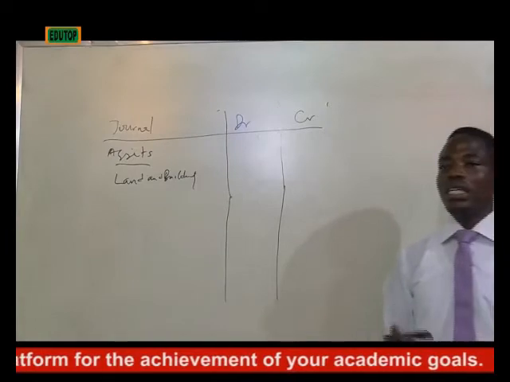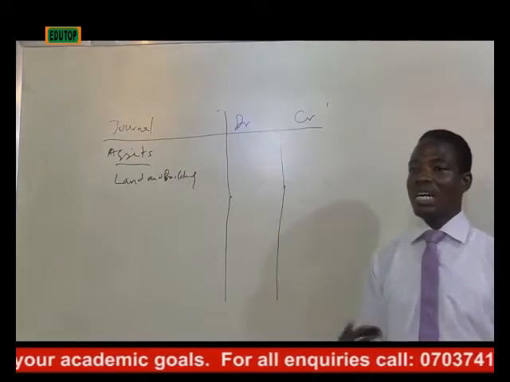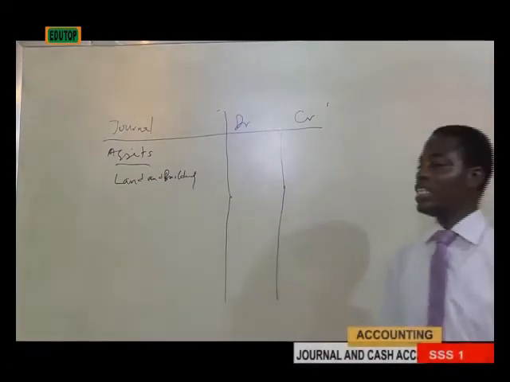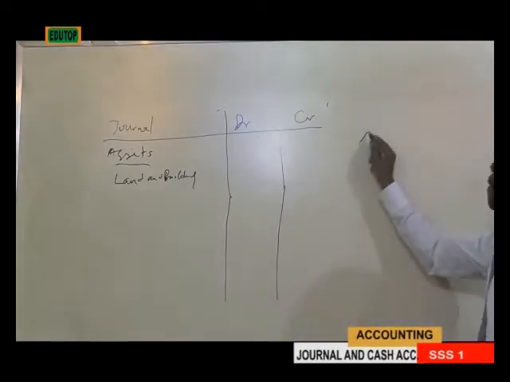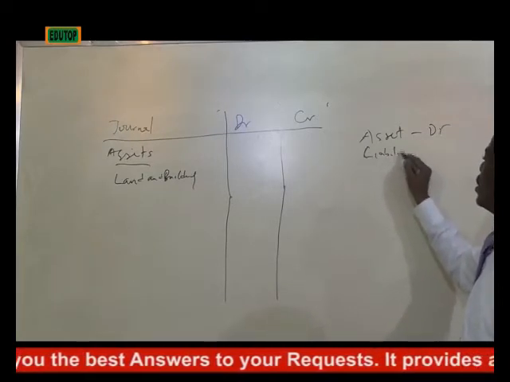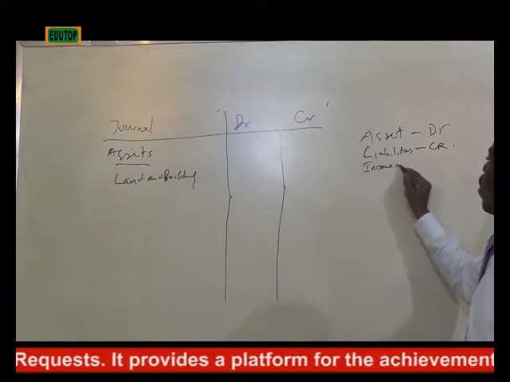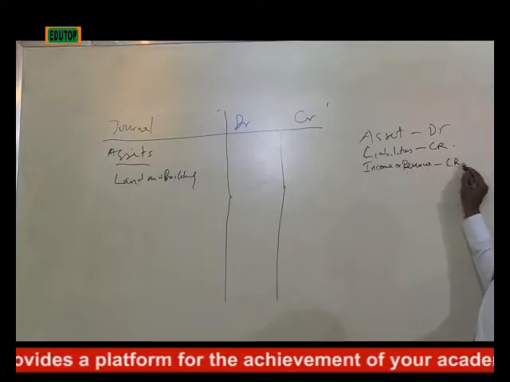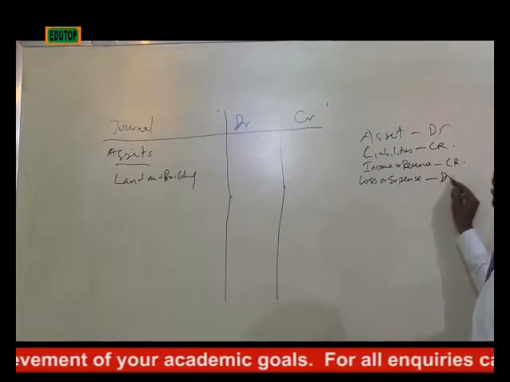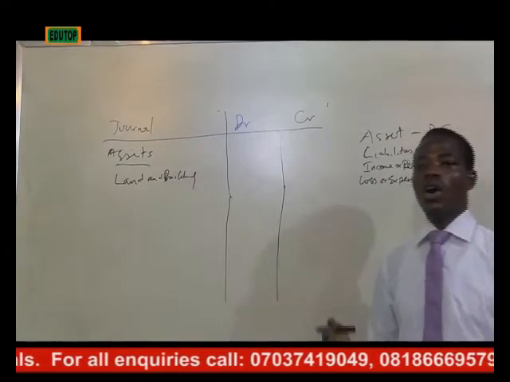Now, in this, where should we debit the land and building, or should we credit the land and building? There is a clue I would like to give you on how to balance your journal when this kind of question is given. The clue is: all assets must be debited, while all liabilities have to be credited. Any income or revenue must be credited, and any loss or expenses has to be debited. These are the techniques in balancing your journal.